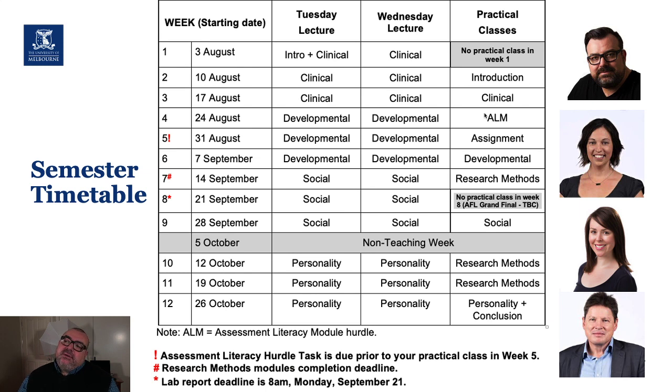ALM refers to the assessment literacy module. This is a hurdle. A hurdle requirement means there's no points associated with it, but you must complete it in order to be eligible to pass the subject. So again, you have to do this. You can't pass Mind, Brain and Behaviour 2 and not do this hurdle requirement.